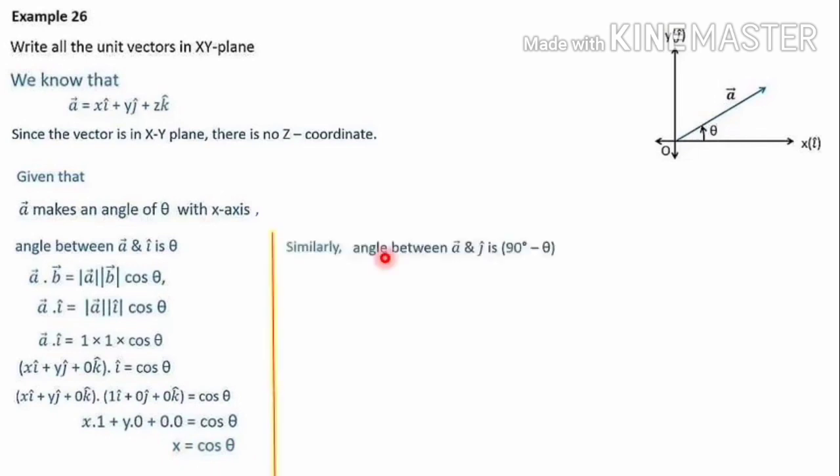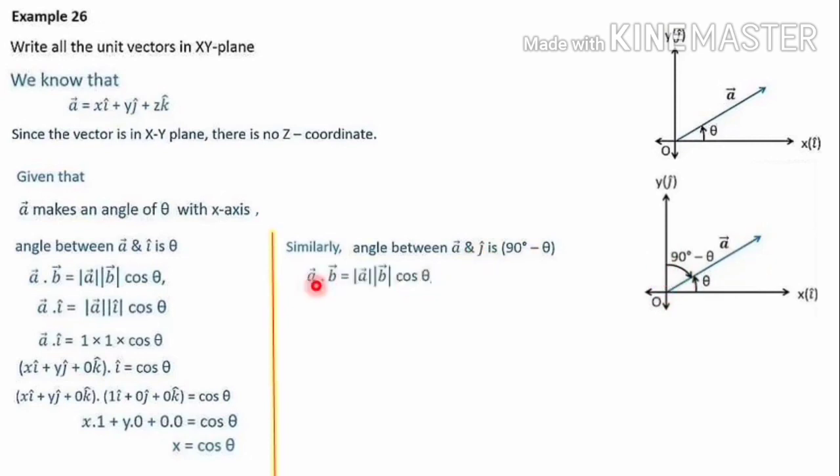Then the angle between vector A and j is 90 minus theta. From the diagram you can see the angle between x and y is 90 degrees, and this portion we have taken as theta, and the remaining portion will be 90 minus theta. So this is j vector, unit vector j means the unit vector along the direction of y-axis. So angle between vector A and unit vector j is 90 minus theta.